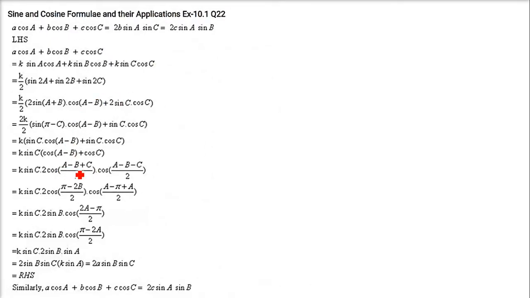Now here, use the cos x plus cos y formula. So it will be cos (a minus b plus c)/2, and then cos (a minus b minus c)/2. But if you put, I'll show you what we have done here. Here, a plus c is written as pi minus b. We already have a minus b. So this will be pi minus 2b here. Here what we have done, this can be written as a minus b minus c, can be written as a minus b plus c.